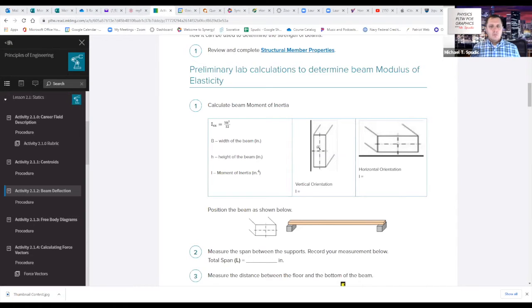And the big thing, right? Yes, we need strength, but we need money. We need cost. We need to worry about cost.